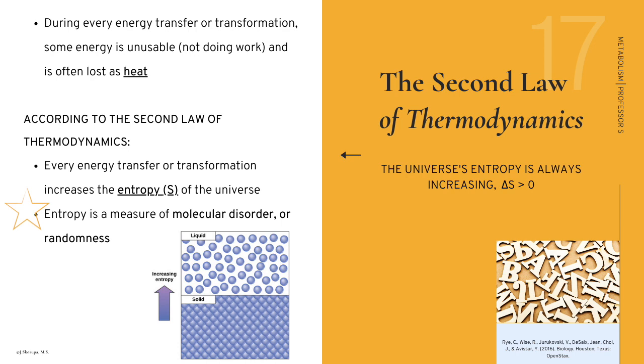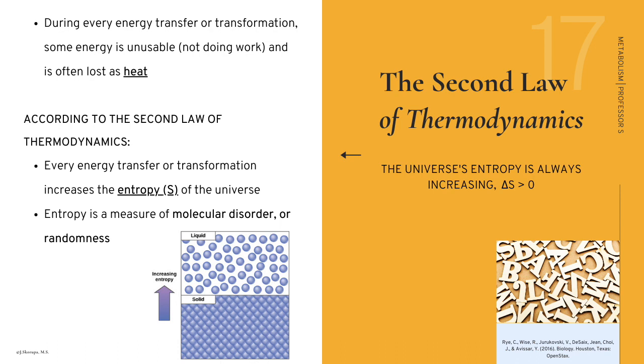Entropy is a measure of molecular disorder or randomness. It's that simple. Entropy is disorder or randomness. So, because every transfer or transformation increases entropy, the universe's entropy is always increasing. This is written as delta S is greater than 0. This means the change in entropy is positive, greater than 0. That delta sign means change. So the change of entropy greater than 0, which makes it positive.